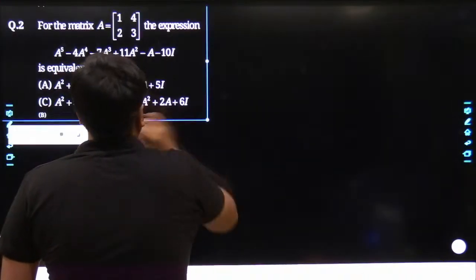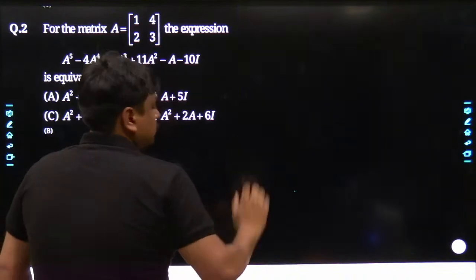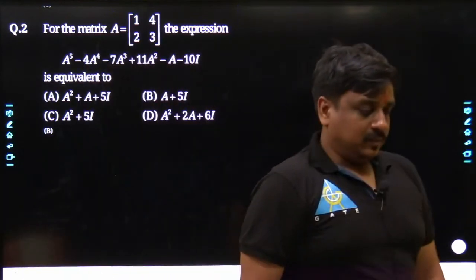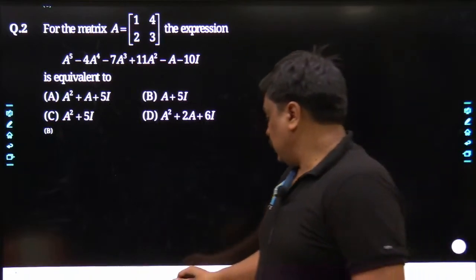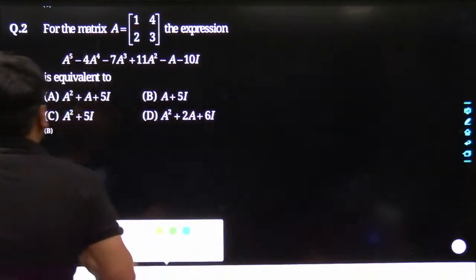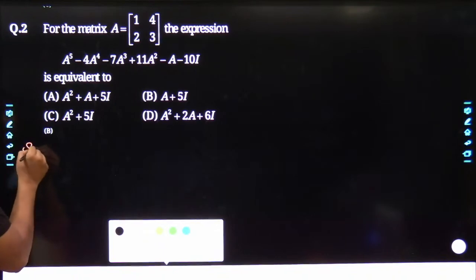Tell me what would be the best most answer for the second question of the day. Tell me what would be the best most answer. Anyways, let me read the problem carefully first. Here goes the solution.